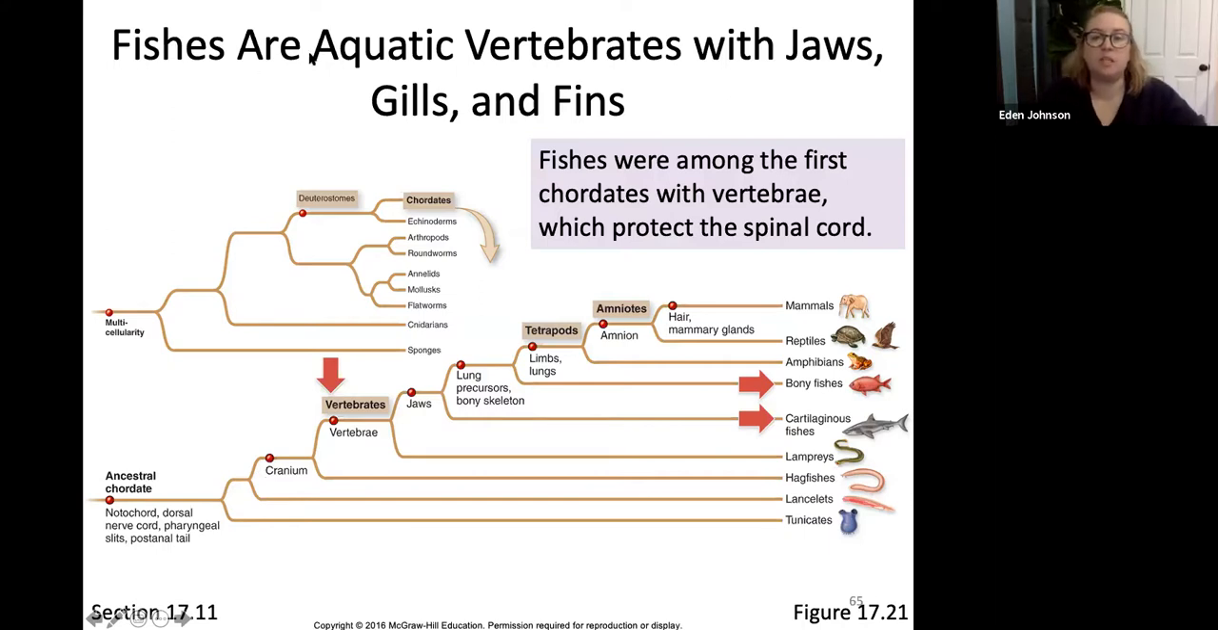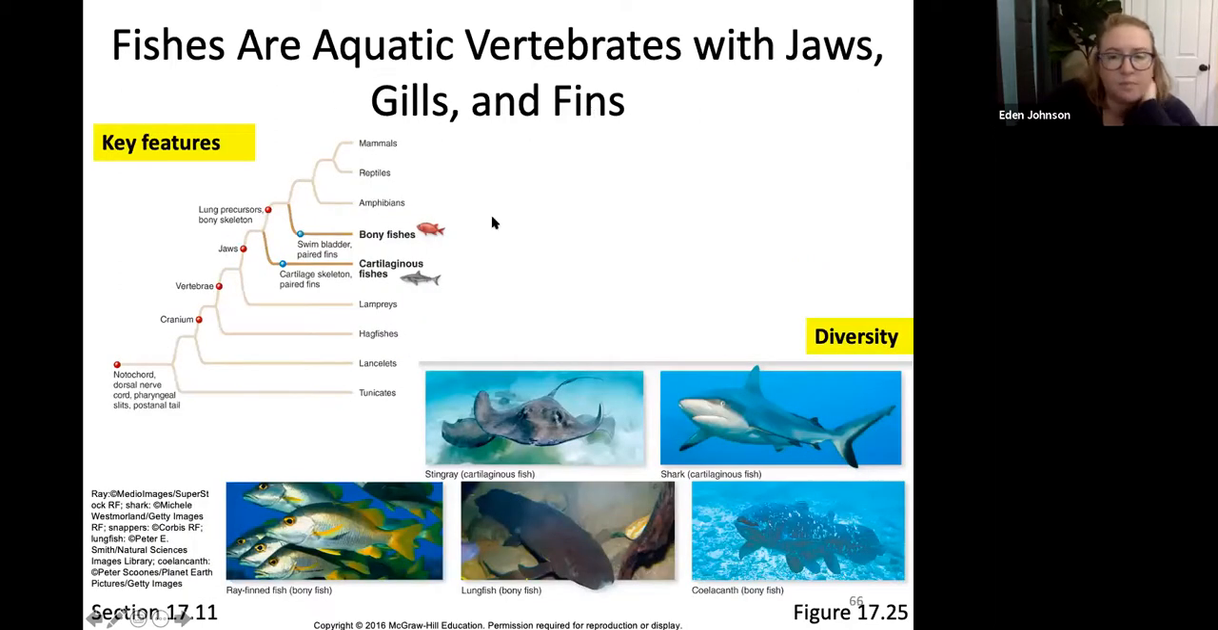Okay, so fishes, aquatic vertebrates with jaws, gills, and fins. So they have vertebrae that are protecting the spinal cord, they have jaws, they have gills, and they have fins. Here's the diversity of bony fish versus cartilaginous fishes. All the fish at the bottom are your bony fish, a couple types of your bony fish. You have hundreds of different types of bony fish. And then up here, two types of cartilaginous fish, like your stingrays and your sharks, okay?